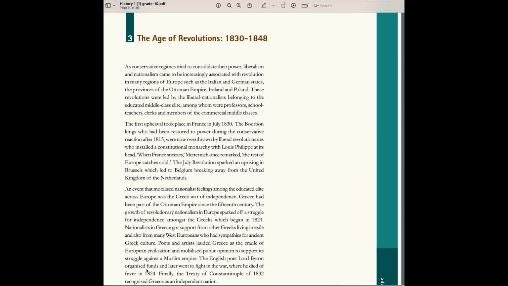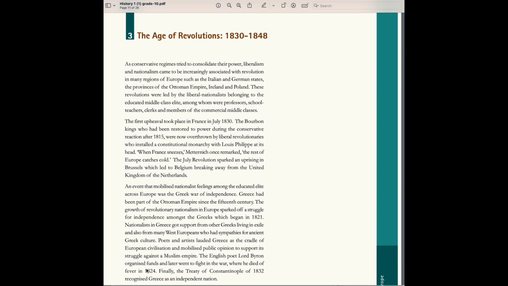The first upheaval took place in France in July 1830. The Bourbon kings, who had been restored to power during the conservative reaction after 1815, were now overthrown by liberal revolutionaries who installed a constitutional monarchy with Louis Philippe at his head. When France sneezes, Metternich once remarked, the rest of Europe catches cold. The July Revolution sparked an uprising in Brussels, which led to Belgium breaking away from the United Kingdom of the Netherlands.